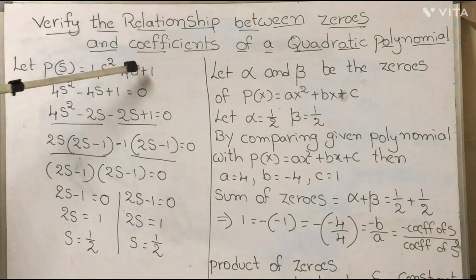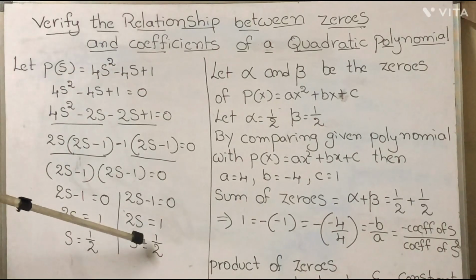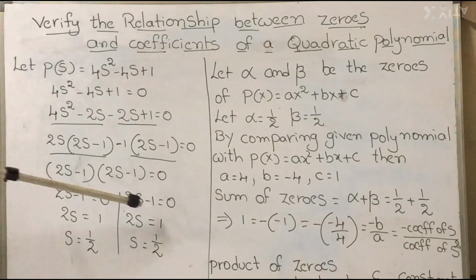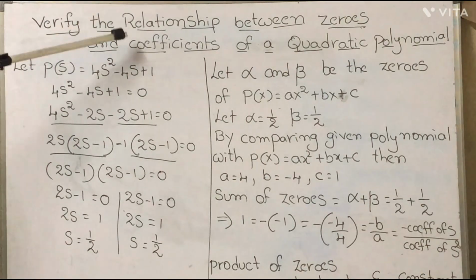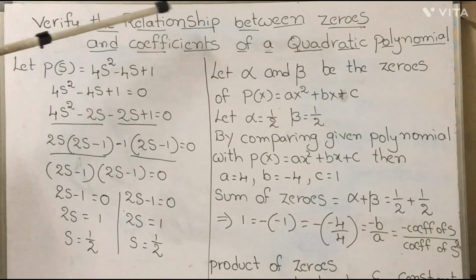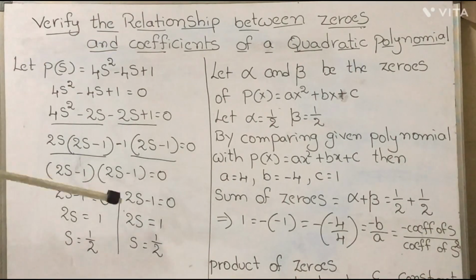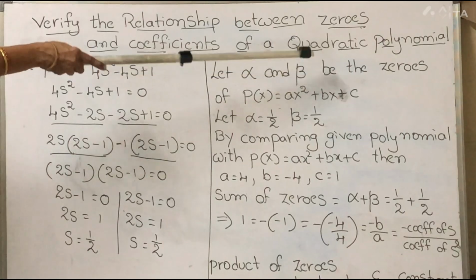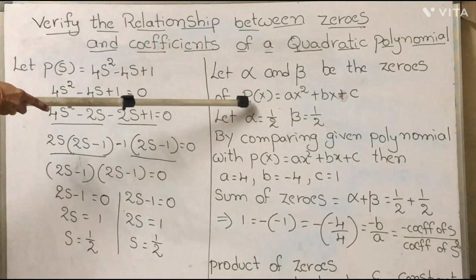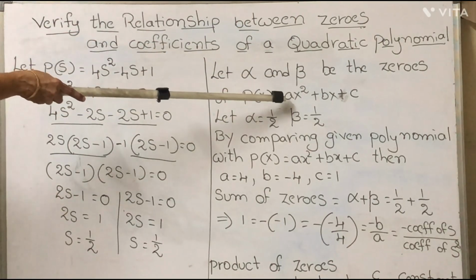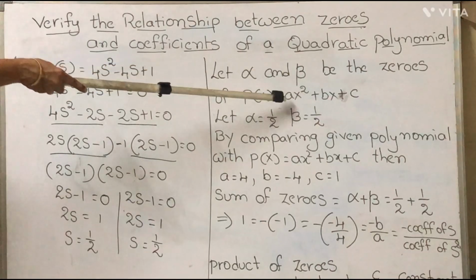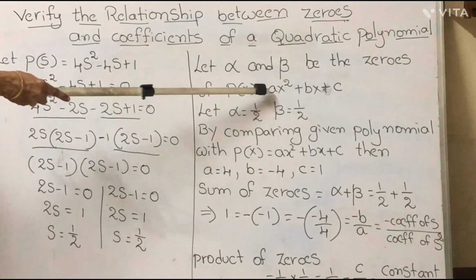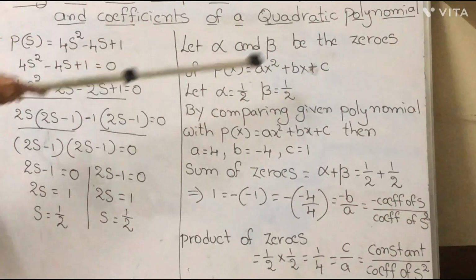What does this quadratic polynomial have? Two same zeros, that is 1 by 2. Now we got two zeros. Actually, we have to find the relationship between zeros and coefficients. So here, let alpha and beta be two zeros of the quadratic polynomial in general form, that is ax square plus bx plus c. This is the general form of the quadratic polynomial.